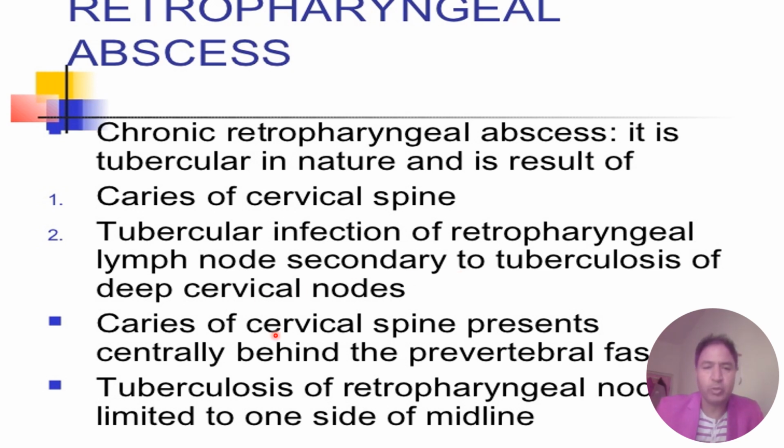Caries of cervical spine presents centrally behind the prevertebral fascia, and it is like this. There may be tuberculosis of retropharyngeal node limited to one side of midline. Okay, chronic retropharyngeal abscess. Number one, remember tuberculosis: caries of cervical spine, tubercular infection of retropharyngeal lymph node secondary to tuberculosis of deep cervical nodes, caries of cervical spine present centrally behind the prevertebral fascia, tuberculosis of retropharyngeal node.